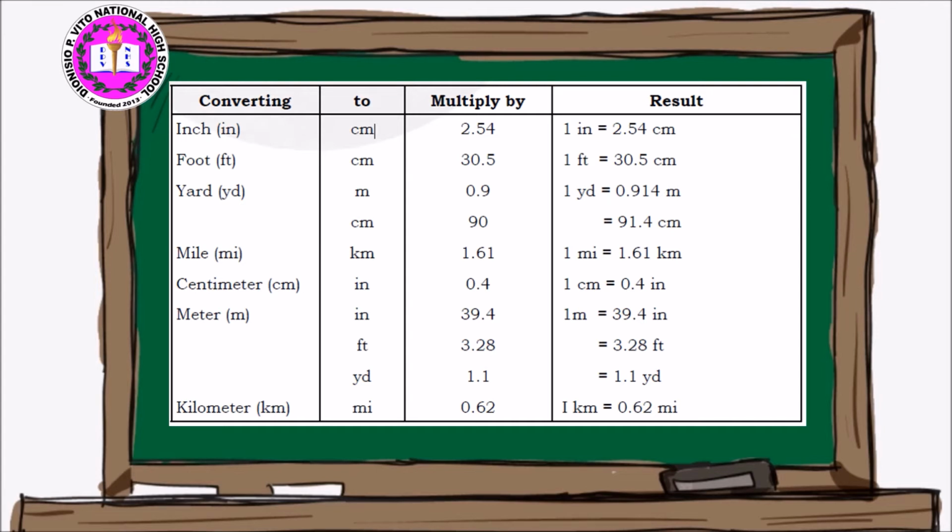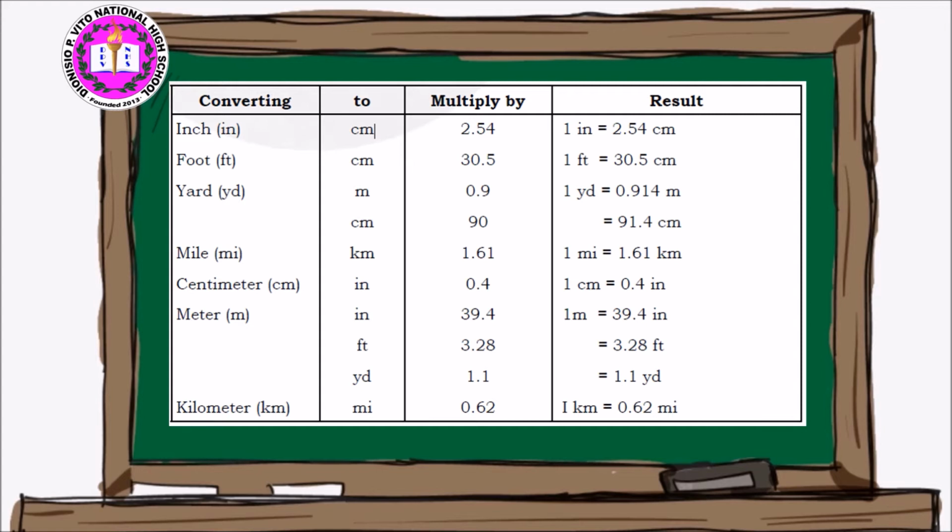And converting centimeters to inches, we're going to multiply by 0.4. Therefore, 1 centimeter is equal to 0.4 inches. Converting meters to inches, we're going to multiply by 39.4. Therefore, 1 meter is equal to 39.4 inches. And converting meters to feet, we're going to multiply by 3.28. Therefore, 1 meter is equal to 3.28 feet.